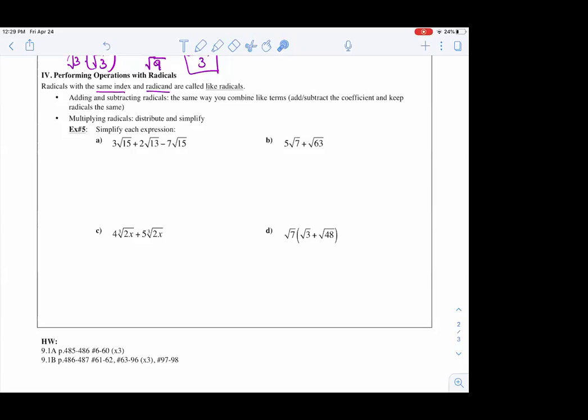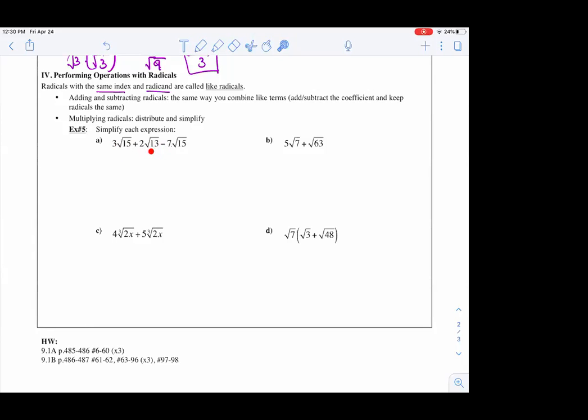Yes? Yeah. So let's try example A. We have 3 times radical 15, plus 2 times radical 13, minus 7 times radical 15. There's a plus sign between the first two, and there's a minus sign between the second and the third one. Now my question, watch this laser. Can you combine the first two terms?